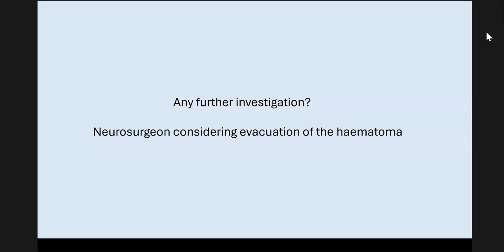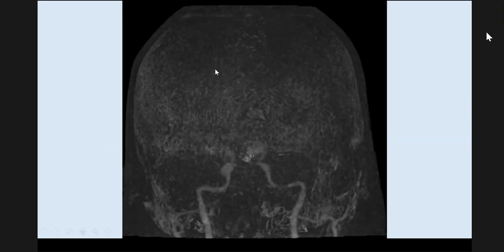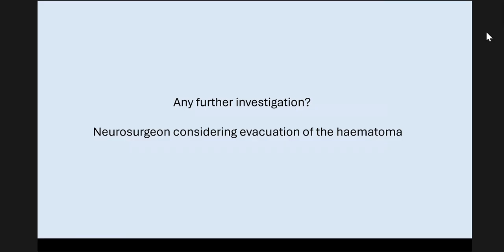So, would you consider any other investigation at this stage? Oh, sorry, I think I've already given you the answer. The neurosurgeon is considering evacuation of the hematoma. She is on the line, and angio, CTA, somebody has mentioned CVT, fine. Okay, I mean, they are all correct. So the patient is still in the CT suite, and we go ahead and do a CT angiogram.